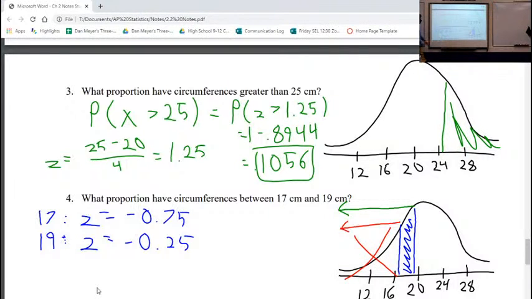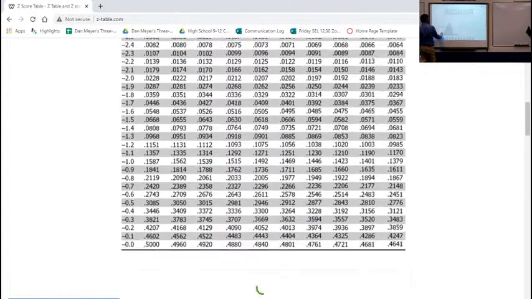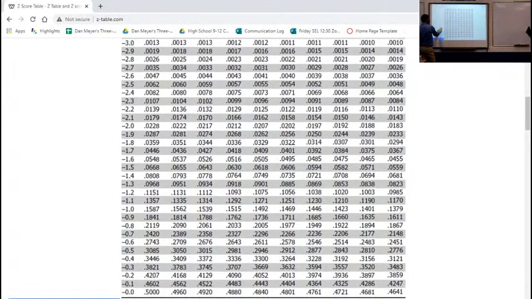Negative 0.75 and negative 0.25. Yes? Okay. So we want to the left of negative 0.75, so find that in your table. To the left of negative 0.75, the negative values. 0.70, 0.71, 0.72, 0.73, 0.74, 0.75, 0.2266.